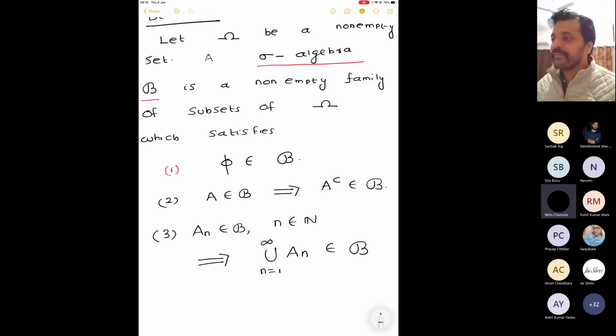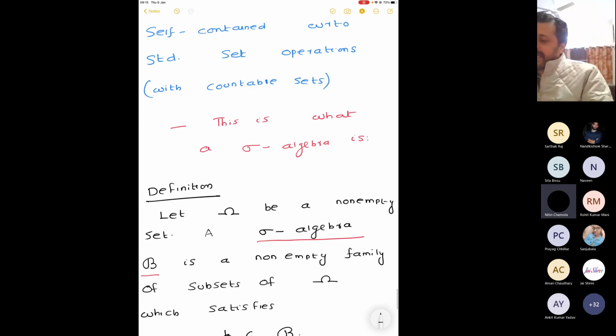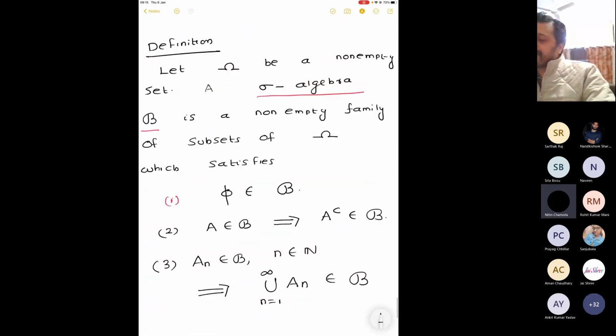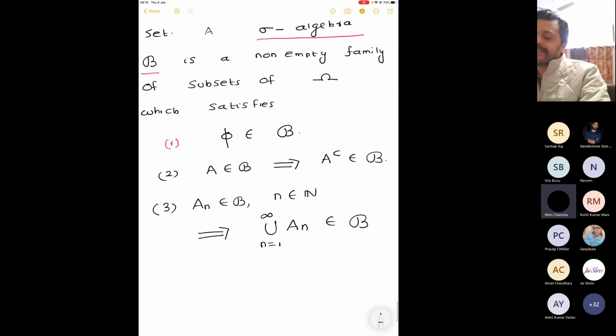Yes, sir. How does it follow? If you want a finite union, say A1, A2, A3, up to AK, take the other sets as the null set: A1, A2, A3, AK, null set, null set, null set, and so on. And take the countable union. You will get the finite union. So I have written so many conditions on B initially, but if you select B satisfying this, all those conditions will be automatically satisfied.